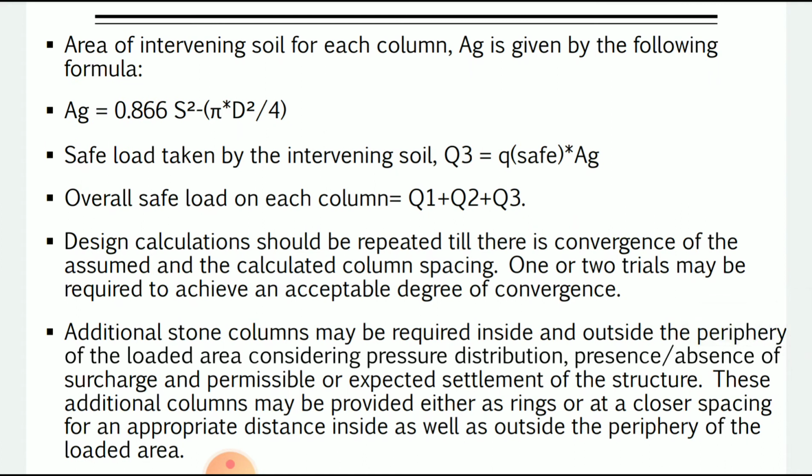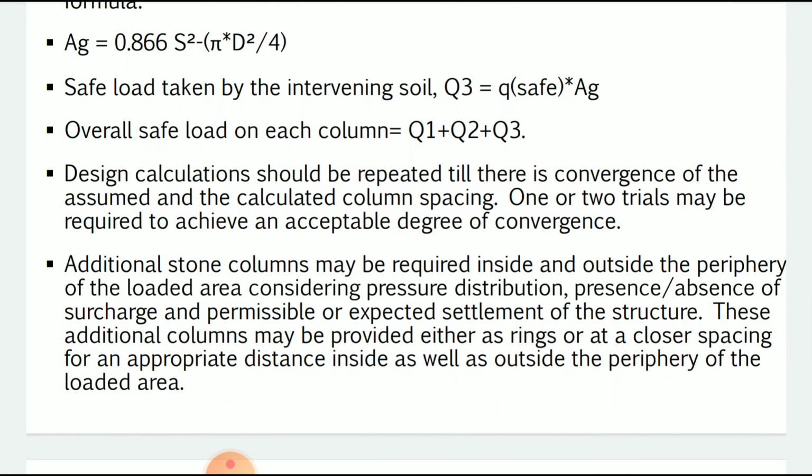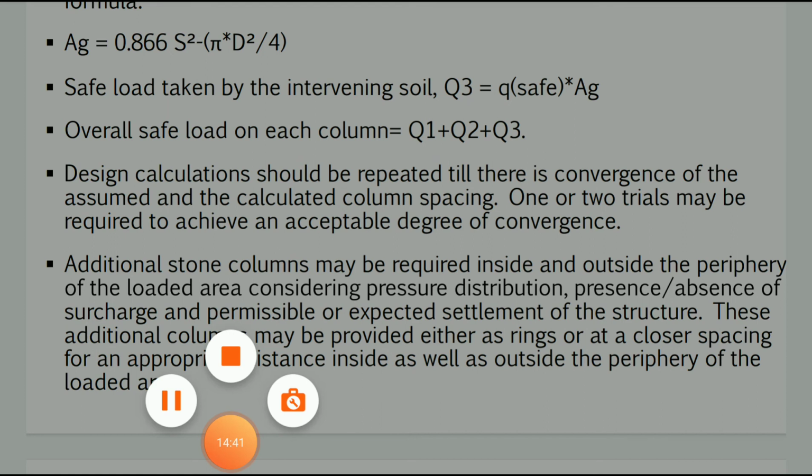So first of all, this Ag is given by the following formula: 0.866 into S square minus pi into D square divided by 4. The safe load taken by the intervening soil is Q3, equal to Q safe into Ag. Ag is nothing but 0.866 into S square minus pi into D square divided by 4. Now the overall safe load of each column that you have to know is Q1 plus Q2 plus Q3. Make an addition of all these and you will get the overall safe load on each column.